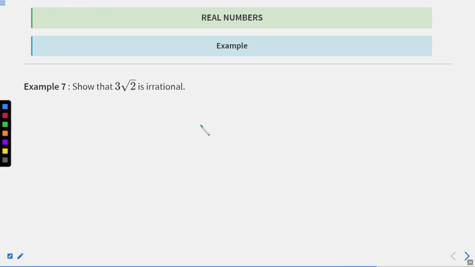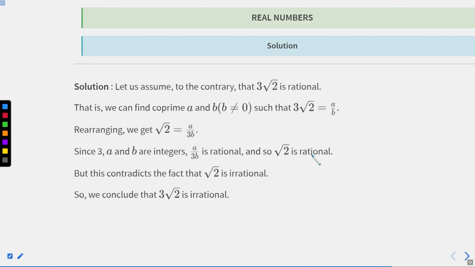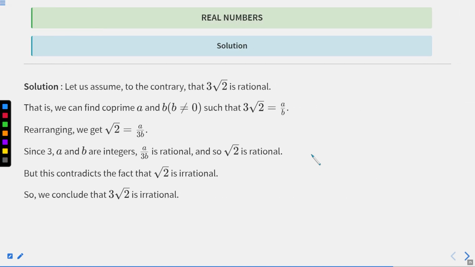Now we will show that 3 times root 2 is an irrational number. We can show it in a similar manner, as we showed that root 2, root 3, and 5 minus root 3 are irrational numbers. So let us see how to show this. Let us assume to the contrary that 3 times root 2 is a rational number.